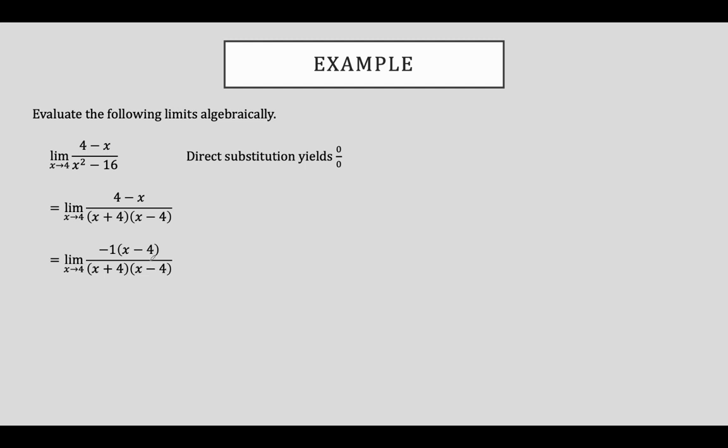Now we can see this common factor of x minus 4 between the numerator and the denominator. So we factor, now we divide out those common factors of x minus 4. We simplify the limit. We now have the limit as x approaches 4 of -1 divided by x plus 4, and now we can try our direct substitution again. In this case, we plug in 4 for x. Plugging in 4 for x gives us -1 divided by 4 plus 4, which gives us -1/8 for our answer.